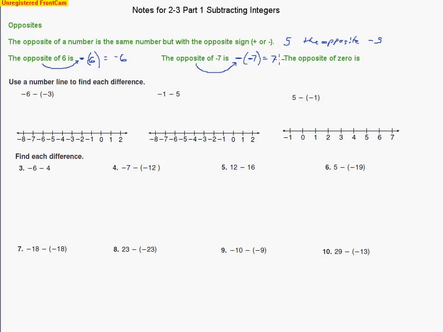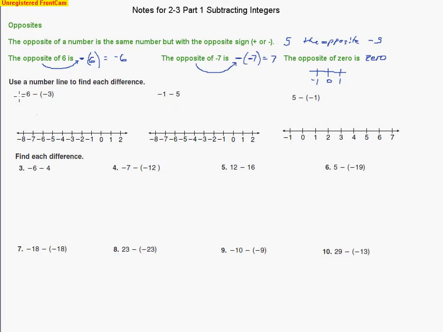The other type of number is 0. Notice on a number line, 0's in the center here. We've got 1 over on this side, -1 over on this side. 0 is neither positive nor negative. It's a starting point. And so the opposite of 0 is 0 itself. 0 has no opposite, it's just itself. So what we're going to do first is use a number line to do some subtraction, to find the difference of some numbers.